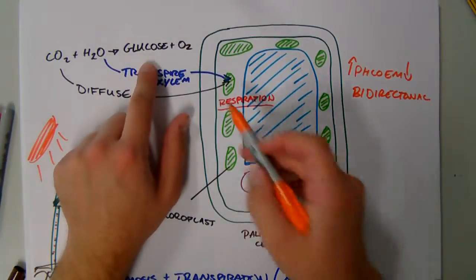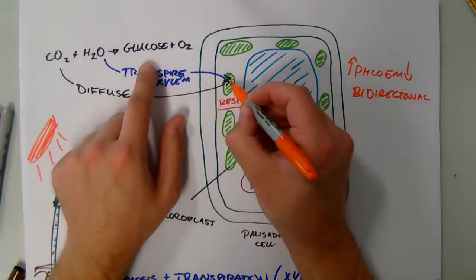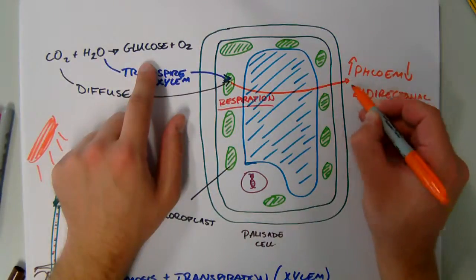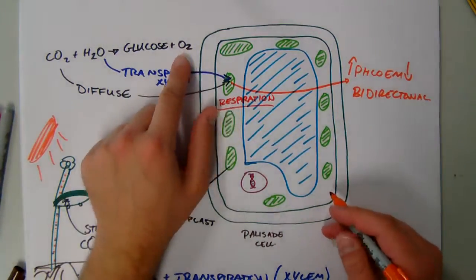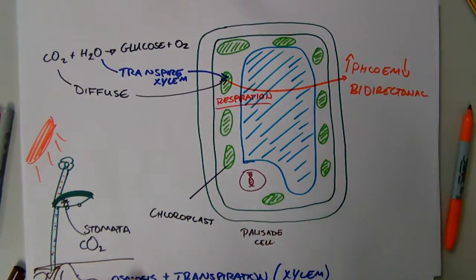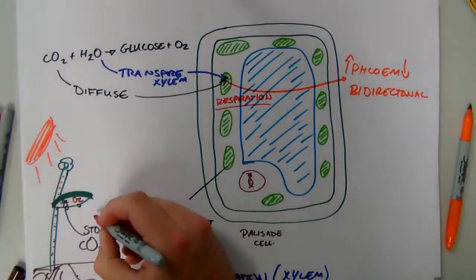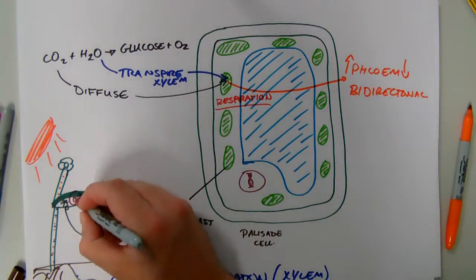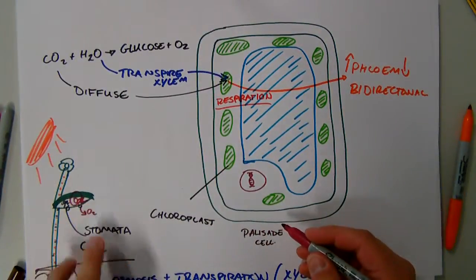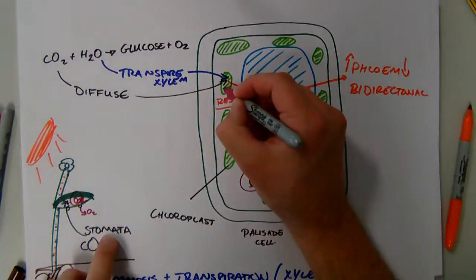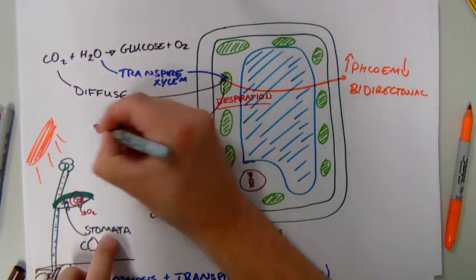So my glucose is going to be sent down to the rest of my plant through the phloem. So my glucose is going to come out of my plant into my phloem and then be sent down to the roots or up to the leaves. My oxygen, because there's a high concentration of oxygen inside my plant cell, is going to have to diffuse out into the environment. Because there's a high concentration here and a low concentration there, my oxygen is going to diffuse into the environment through the stomata. So any oxygen that's in my plant is going to diffuse into the environment.